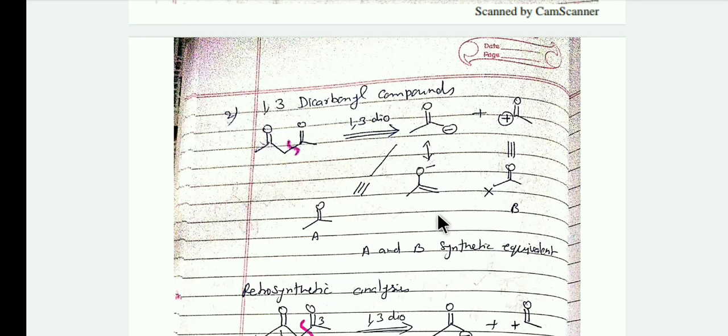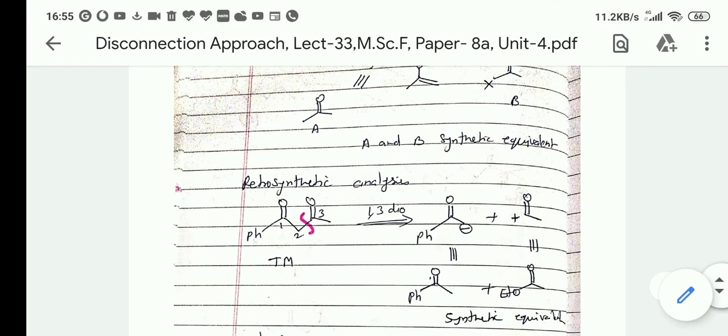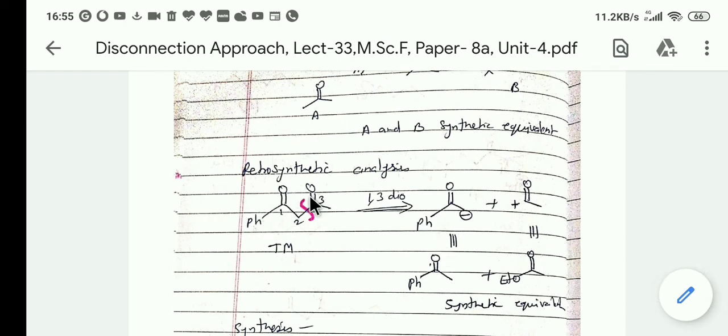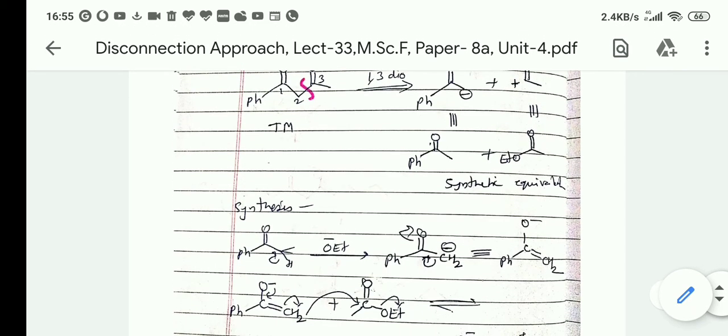Now the retrosynthesis analysis of the target molecule of this type, containing two ketonic groups at 1,3 position: the disconnection takes place between 2 and 3. So we can get these two synthons, this negative synthon and this positive synthon. To this negative synthon we add a proton, so we get a synthetic equivalent of this type. Here this is the positive synthon, and by addition of a negative group such as OEt, we obtain this synthetic equivalent, and by the addition of these two synthetic equivalents we easily get our target molecule.